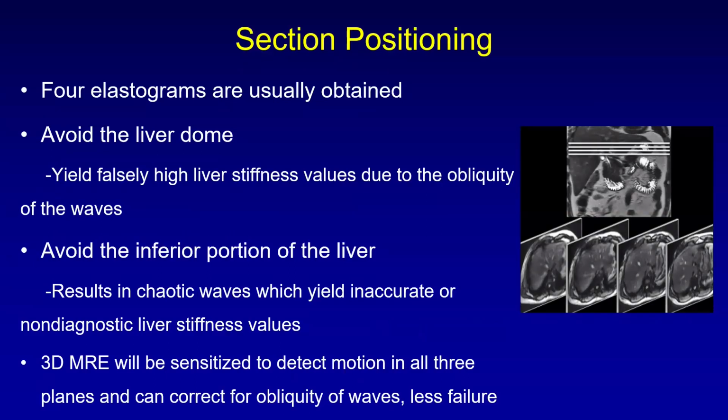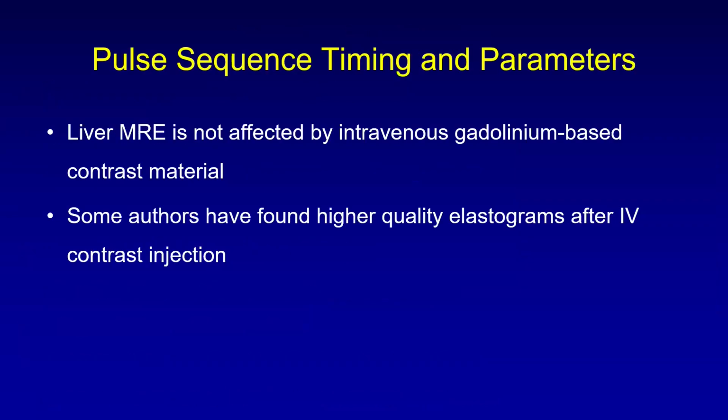We avoid the inferior portion of the liver. It results in chaotic waves which yield inaccurate or non-diagnostic liver stiffness values. At present, we have access to only 2D MRE, and 3D MRE is an evolution. Once there, it will be very useful because it will be sensitized to detect motion in all 3 planes and can correct for the obliquity of waves. The failure rate of an MRE acquisition will be less, and scientists are also looking at doing a free breathing acquisition using this 3D MRE.